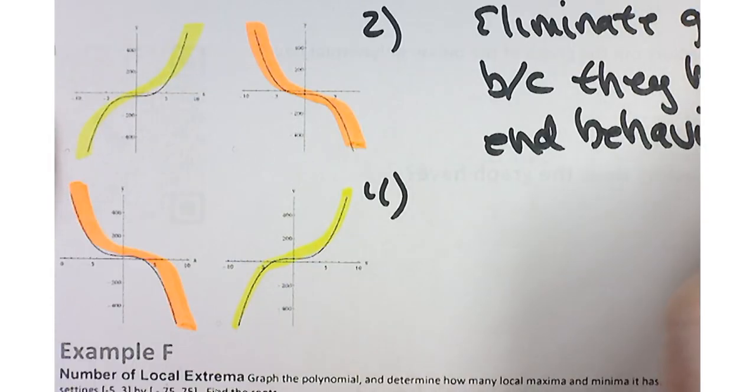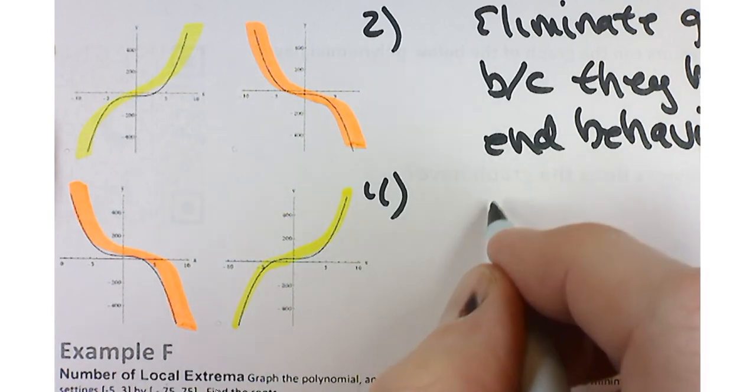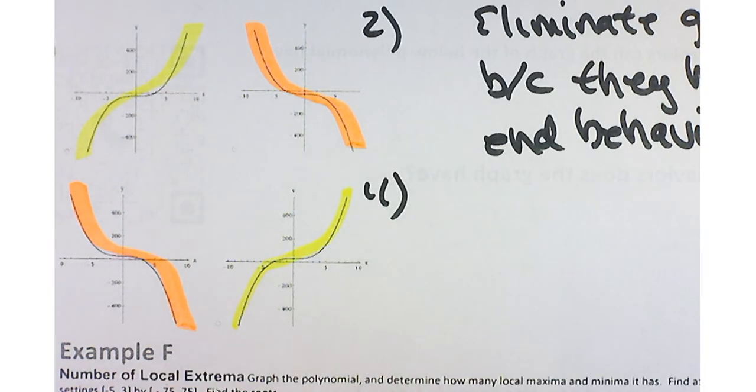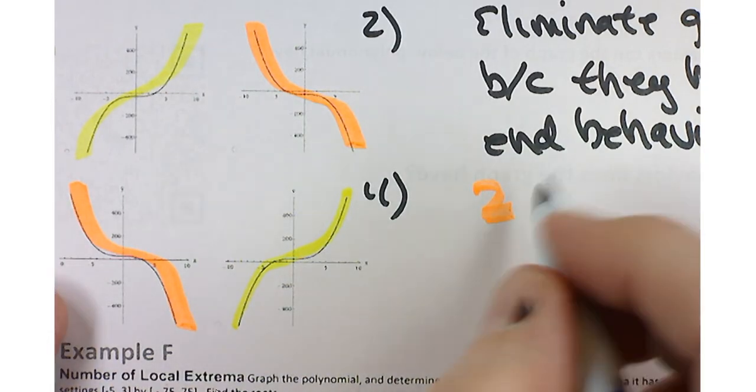So eliminate number 2, because it has a negative y-intercept.